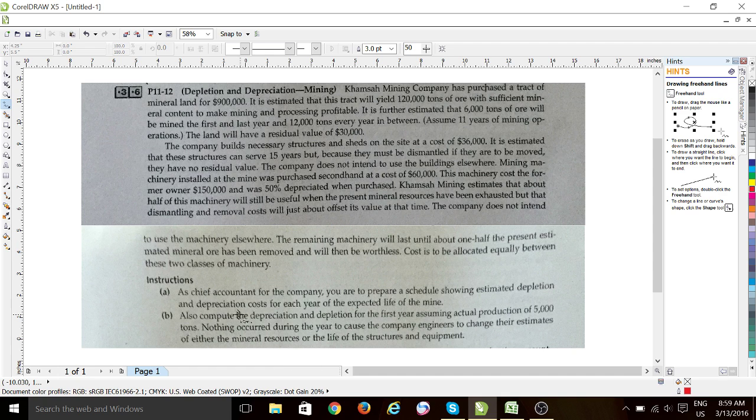The first instruction is to prepare a schedule showing estimated depletion and depreciation costs for each year of the expected life of the mine. And then the second one is to compute the depreciation for the first year and also the depletion, assuming that the production of 5,000 tons occurs with no additional changes.